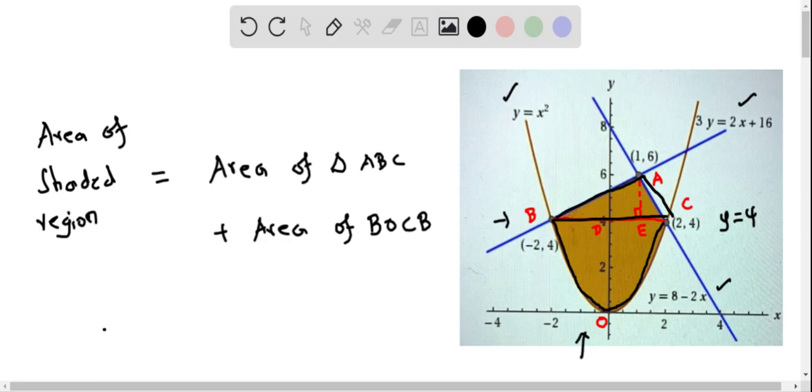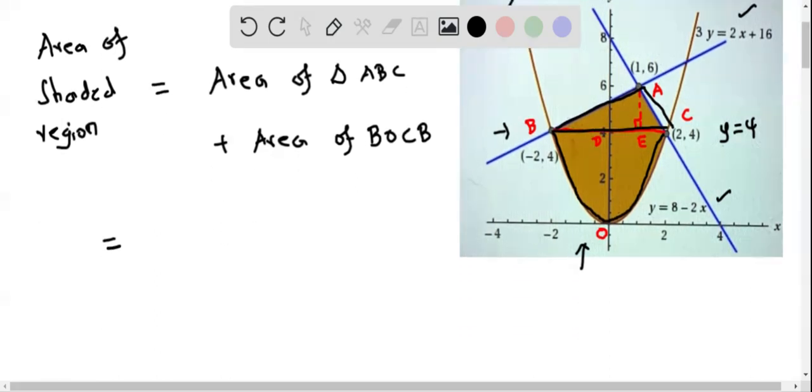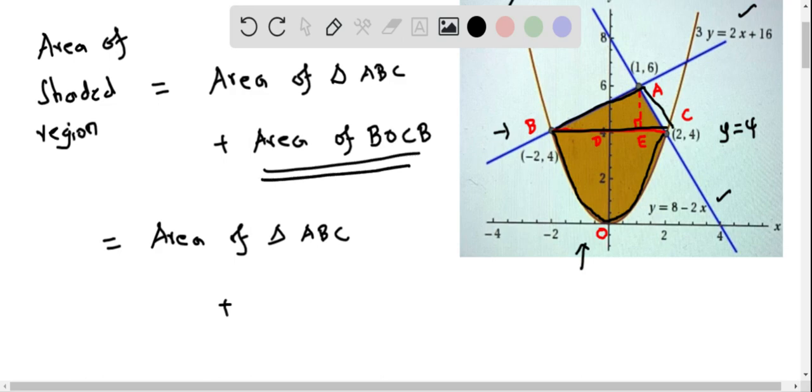So let's write down this one. This is the area of triangle ABC plus I can find the area of BOCB, that is the region enclosed between the line y equal 4 and the parabola y equal x squared. This can be considered as double of this region.